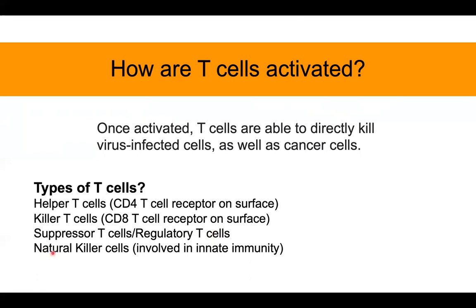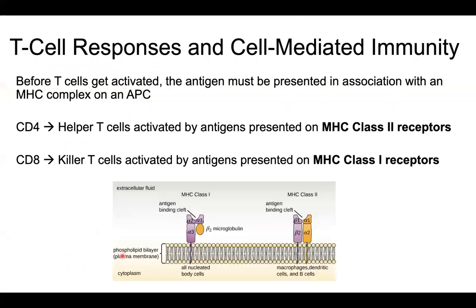And then we have the natural killer cells, which we talked about in chapter 14. These are involved in the innate immunity, and they're phagocytes essentially. All right. So T cells will get activated a lot like the B cells do, but the antigen is presented with an MHC complex, just like the T helper cells. You already know that because we just talked about it.